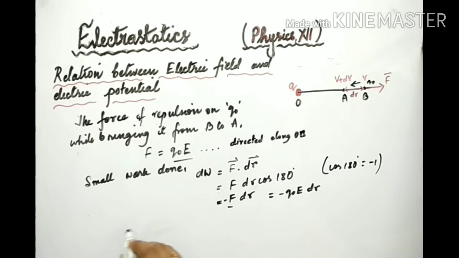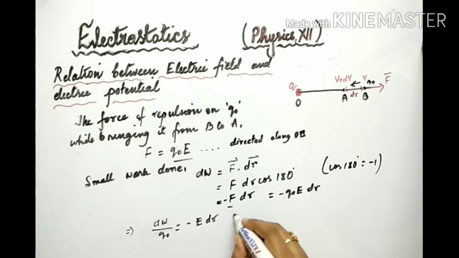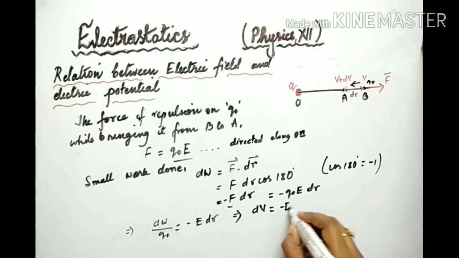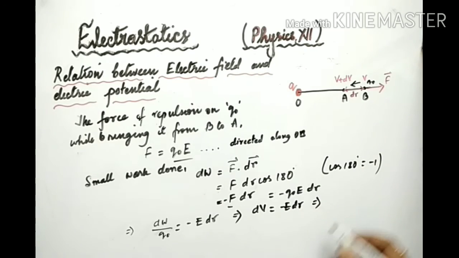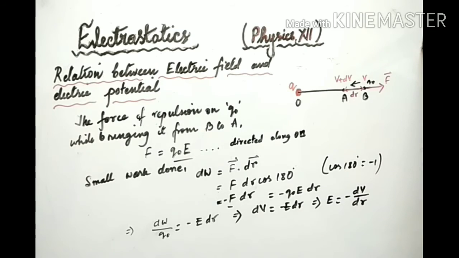Now we can write in this manner, dW by q naught equals minus E dr. We bring q naught below dW. Then what we can write? So this is equal to what? Potential, work done by charge is dV, so minus E dr. So therefore E can be written as minus dV by dr.